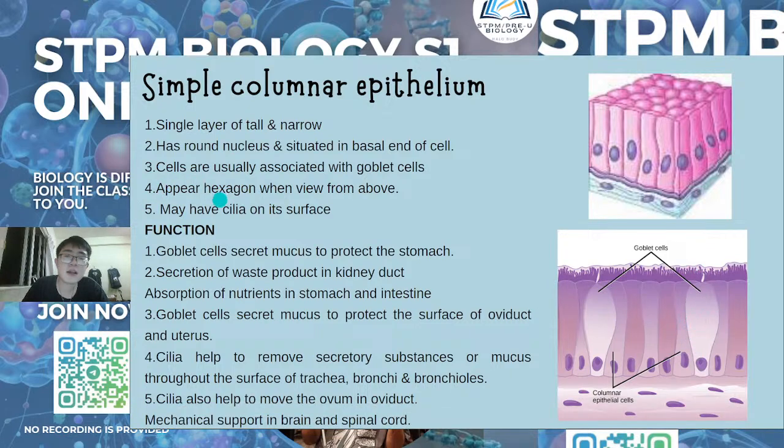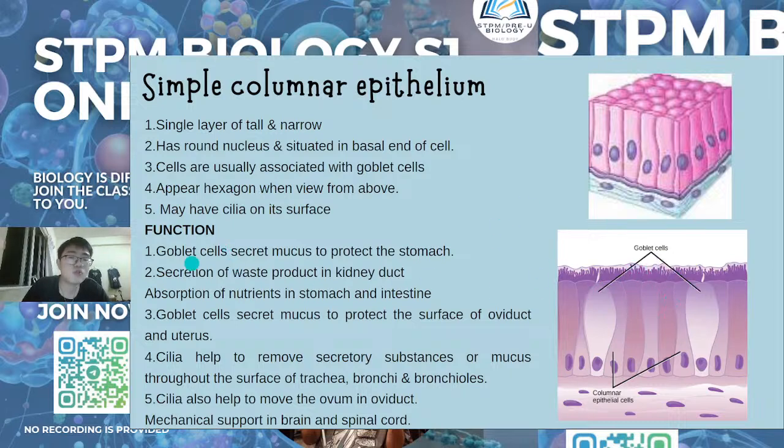And then normally it appears hexagon-shaped when viewed from above. And it may have cilia on its surface. So not all contain cilia, but some of them do. Cilia is the hair, you can see it is the hair. Normally this epithelial tissue you can find in our nose. Our nose contains this tissue.